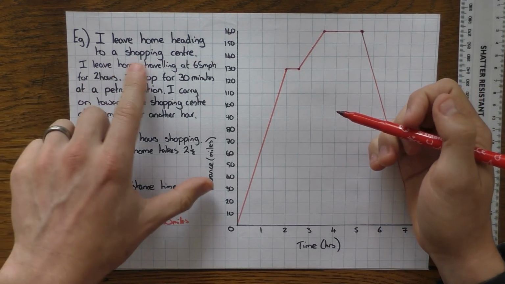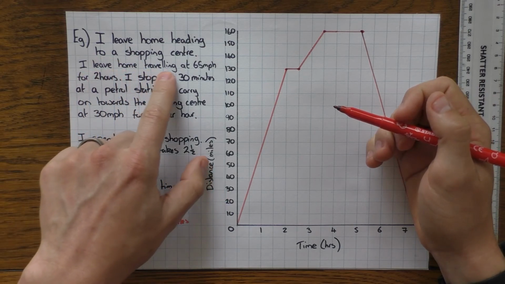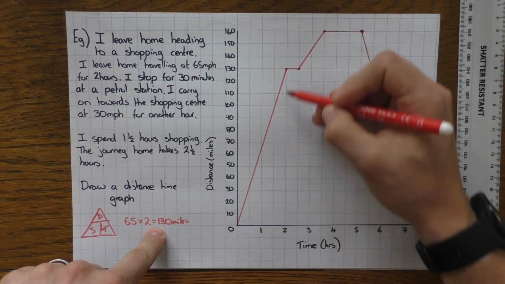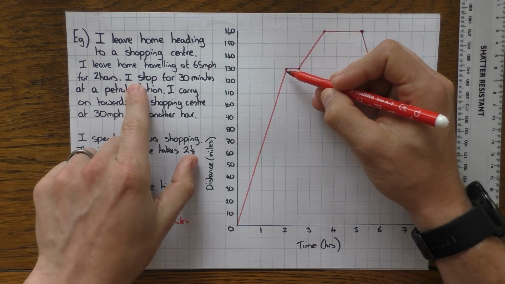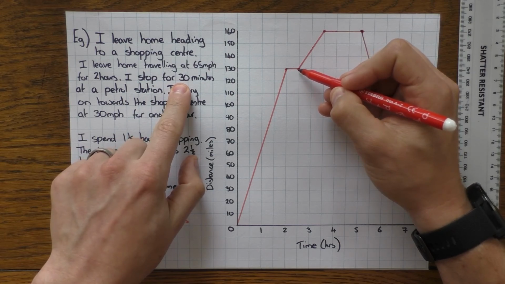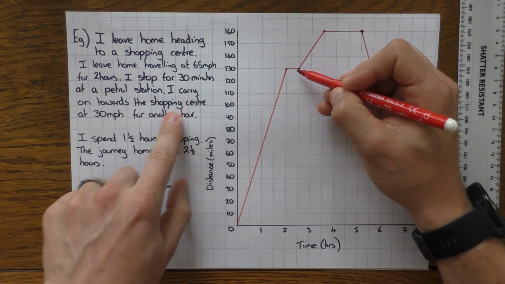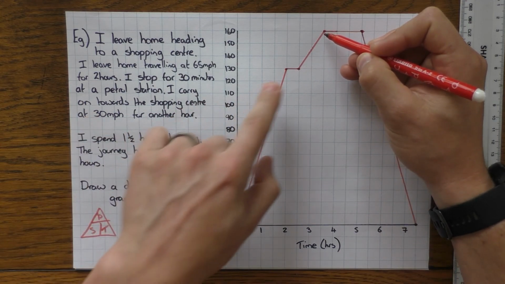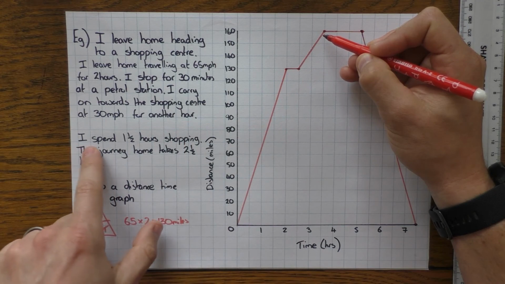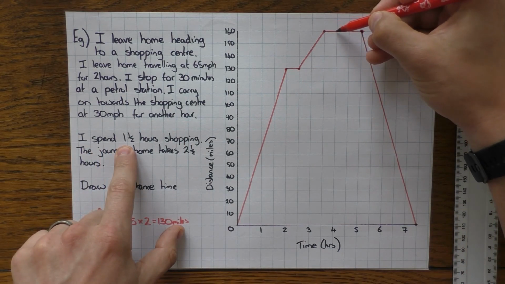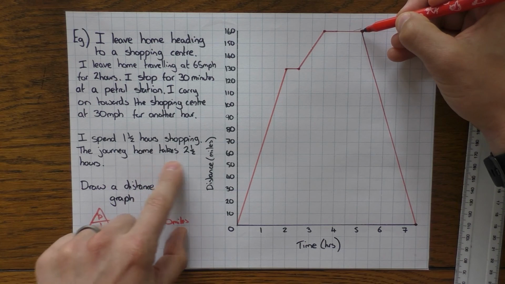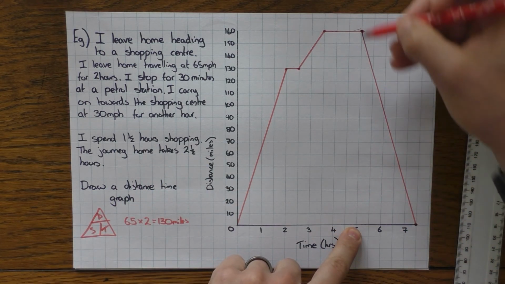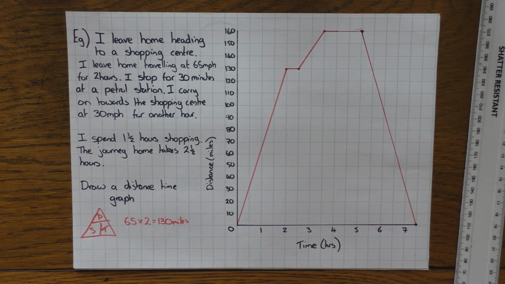Okay, let's just double check, make sure you've done this right. I leave home travelling at 65 miles per hour for 2 hours. That was 130 miles, so 2 hours at 130. Lovely. I stop for 30 minutes, which was 1 square. I carry on towards the shopping centre where I do 30 miles in 1 hour. So there's my extra 30 in 1 hour. I spend an hour and a half, so 30 minutes and an hour. And then I come home in 2.5 hours, so I'm on 5 hours. That'll be 7.5 hours, nice straight line, happy days.